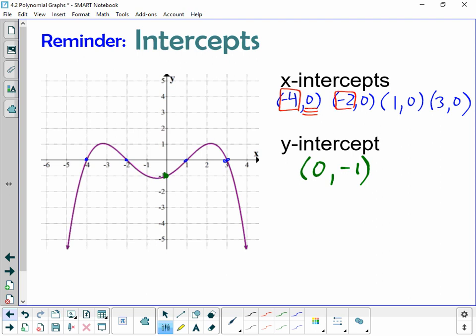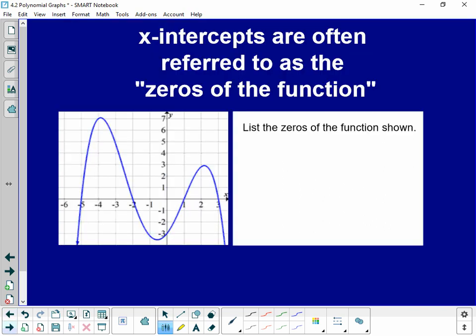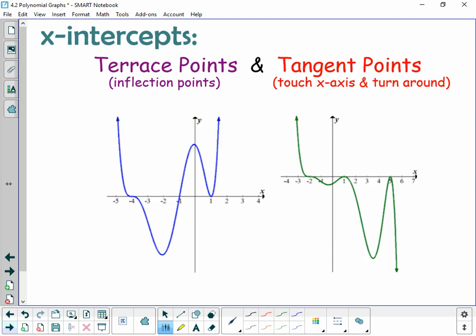So -2 is a zero of this function because it causes the function to have a y value of 0. 1 is a zero of this function because it causes the function to have a y value of 0. So if I ask for the x-intercepts, I definitely want you to list those points. But if I ask you for the zeros of the function, it is fine to just list those x values. The zeros of this function are -4, -2, 1, and 3. It has 4 zeros. And we will talk more about that in the next lesson.